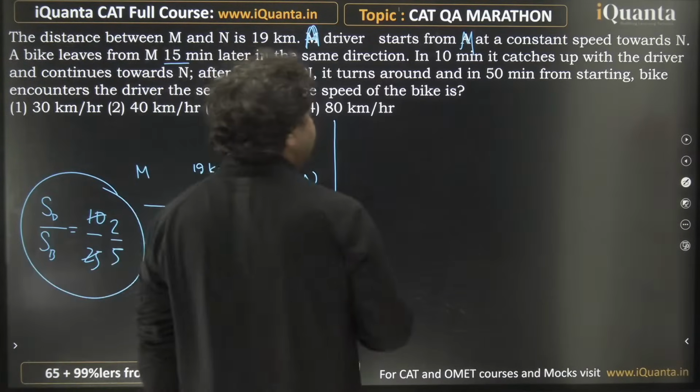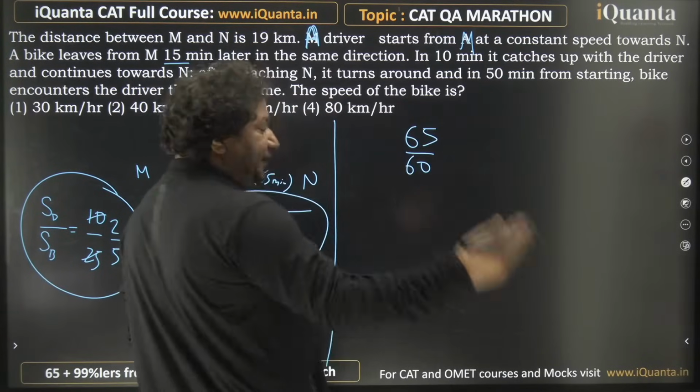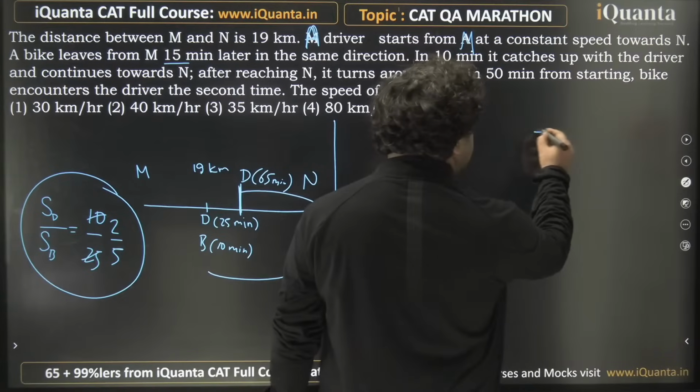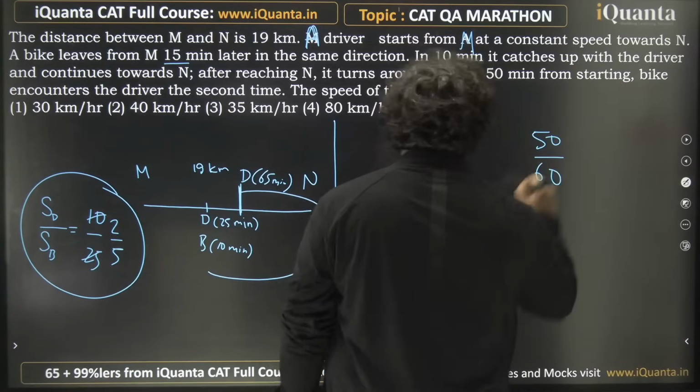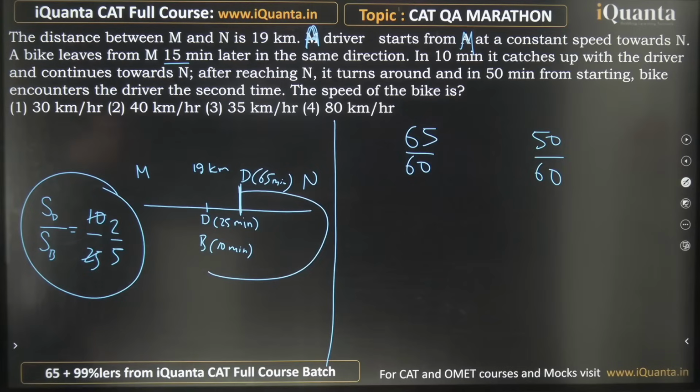So the driver in totality has traveled for 65 by 60 hours in terms of hours, and the biker has traveled for 50 upon 60 in terms of hours. Can we say that, yes or no? Right? Is that right? This is the time that they have taken in terms of hours. Preeti, did you get that?